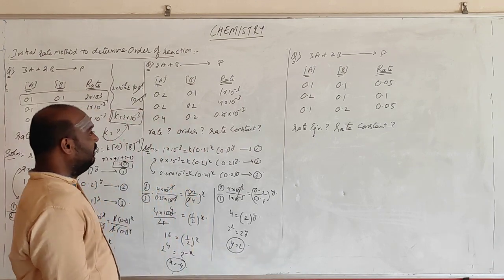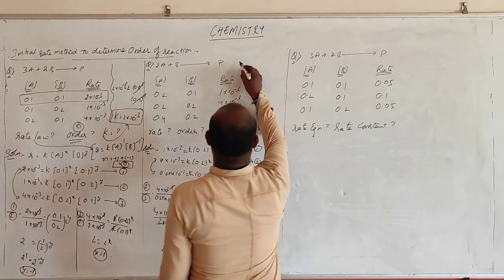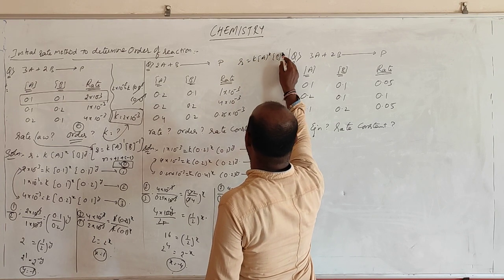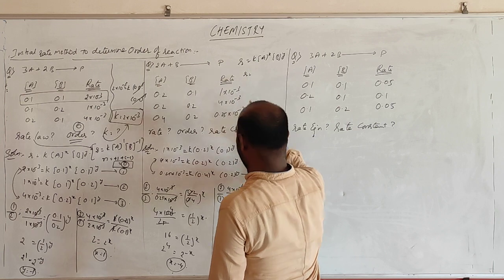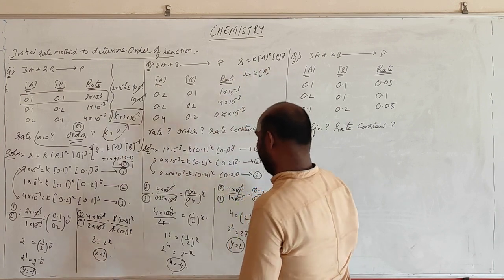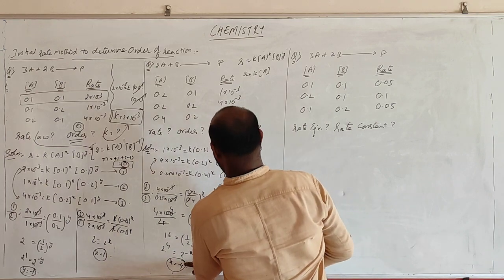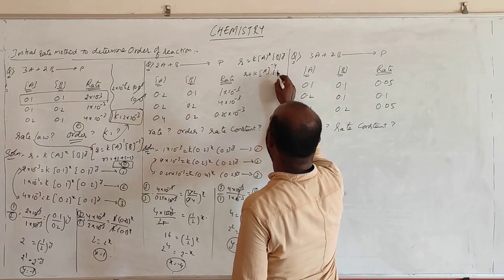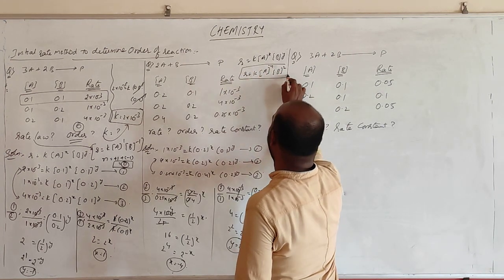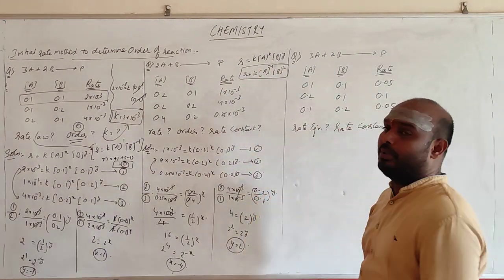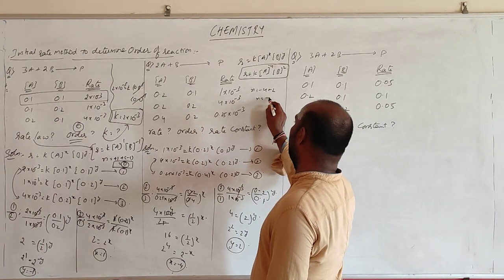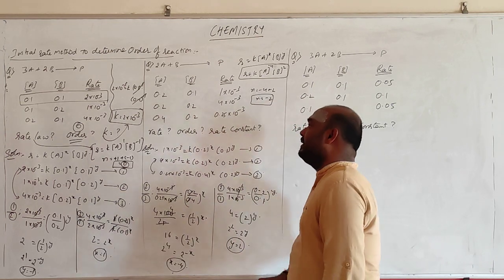So if you take r = k × a^x × b^y, so r is equal to what? What is the value of x? x is minus 4, y is 2. So this is k × a^-4 × b^2. n is equal to minus 4 plus 2. So n will be equal to minus 2. So the order of the reaction is minus 2.